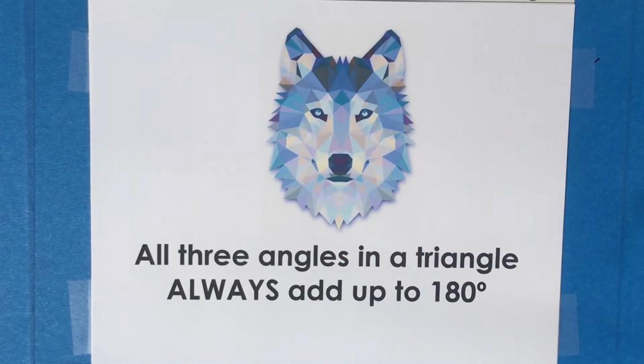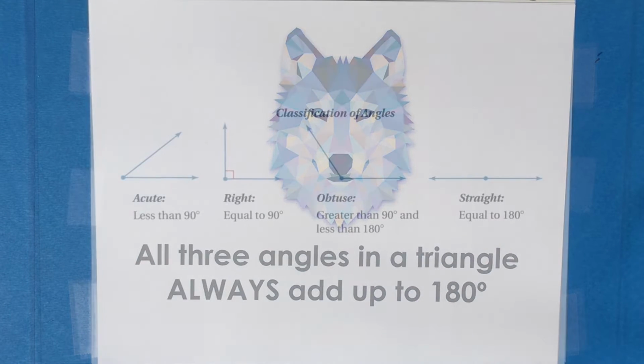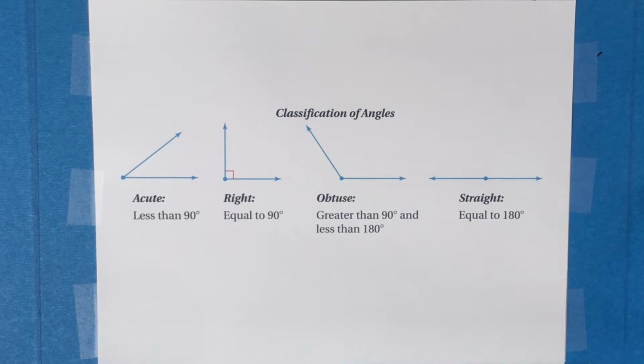One thing to remember with triangles is that all three angles in a triangle always add up to 180 degrees. Anything more than 180 degrees or less than 180 degrees will not create a triangle. Before we can construct triangles, we need to review 4 key terms based on angles.